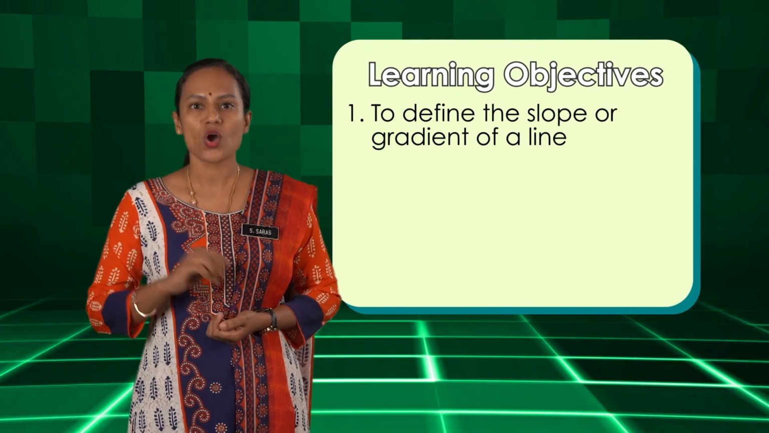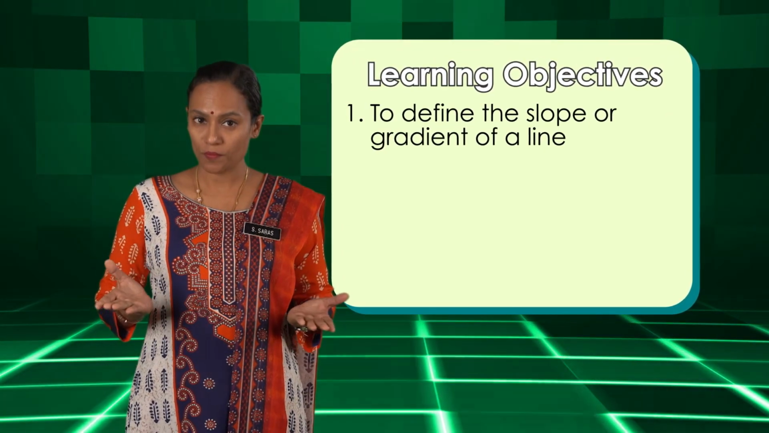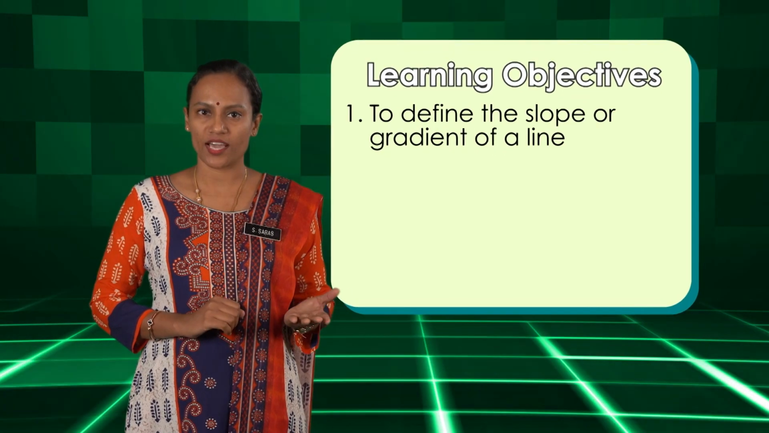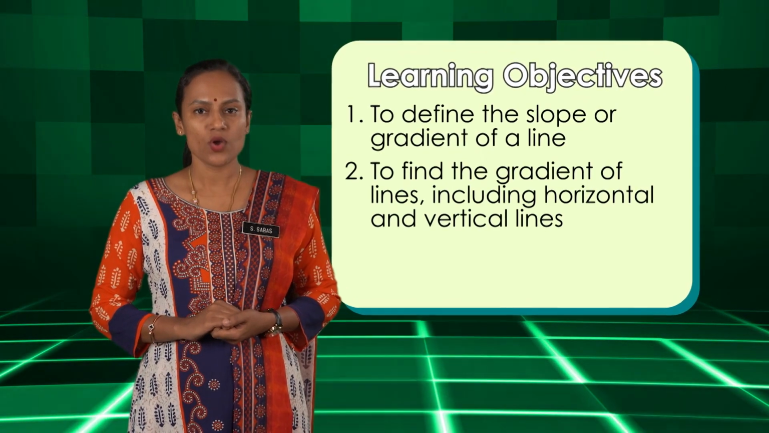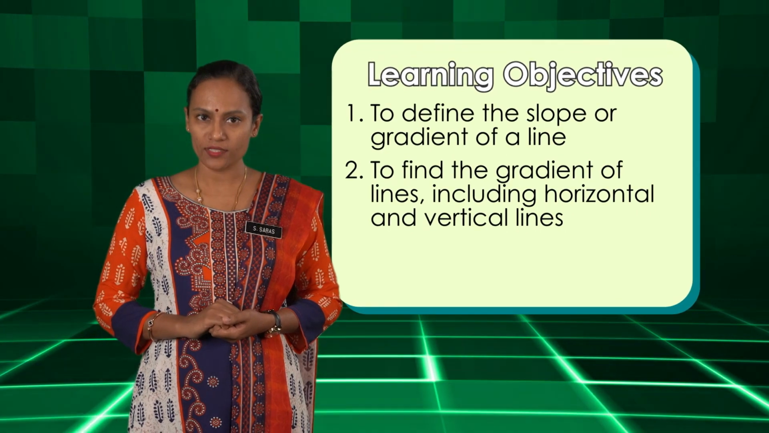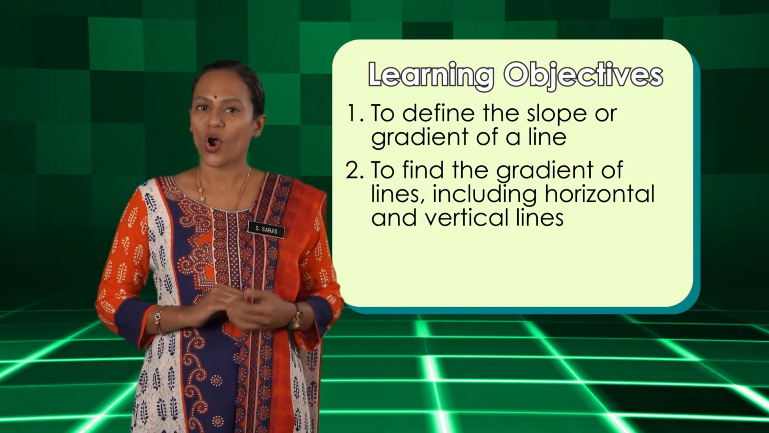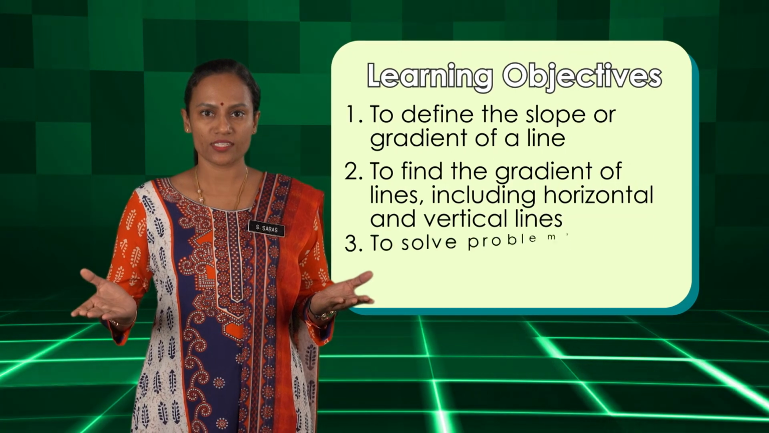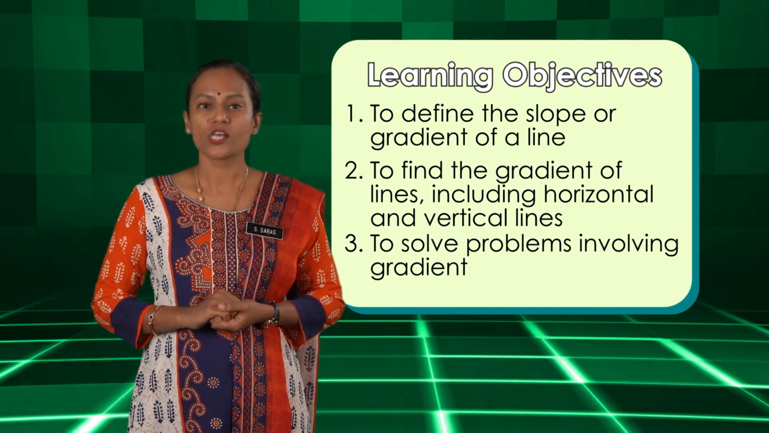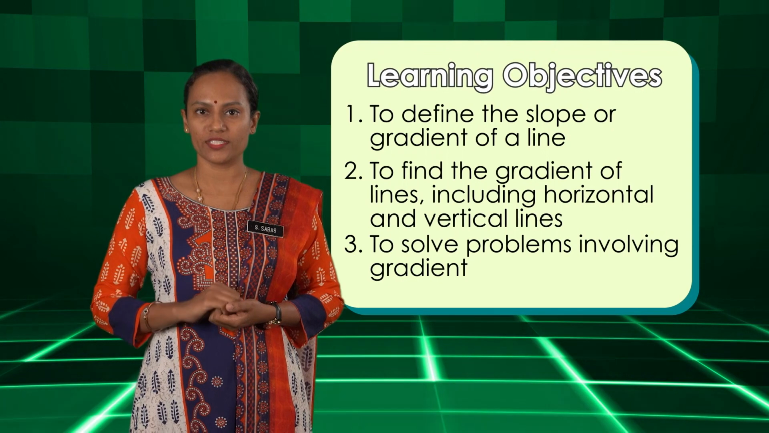Today, we are going to learn topic 10 for Form 2 Mathematics, which is gradient of a straight line. Before we go into the topics, let's look at the learning objectives for today's lesson. First, we will define the slope or the gradient of a straight line. And then, we will find the gradient of lines, including horizontal and vertical lines. And finally, solve problems involving gradients.